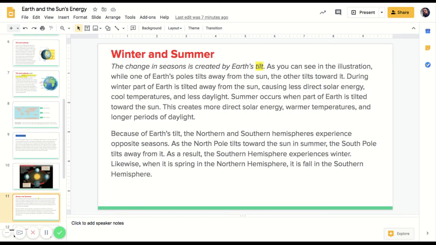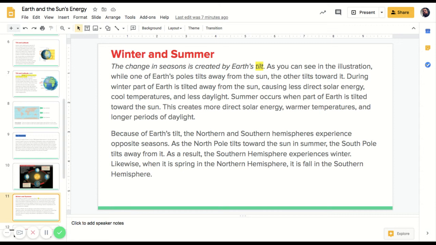Winter and summer. The change in seasons is created by Earth's tilt. As you can see in the illustration, while one of Earth's poles tilts away from the sun, the other tilts toward it. During winter, part of Earth is tilted away from the sun, causing less direct solar energy, cool temperatures, and less daylight.